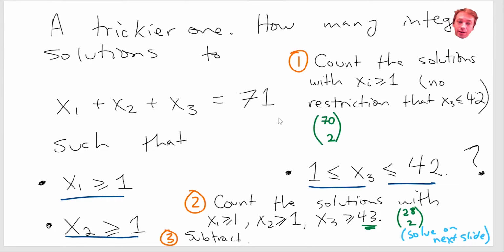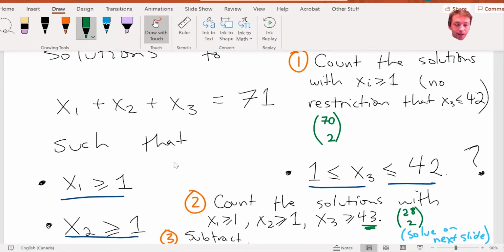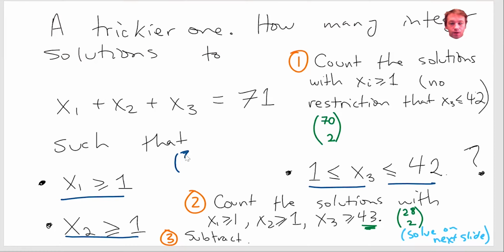I love this trick, counting the complement. Count a whole bunch of stuff, including everything you want, but with some extra stuff you didn't want. Then count the stuff you didn't want and subtract it. So final answer, 70 choose 2 minus 28 choose 2.